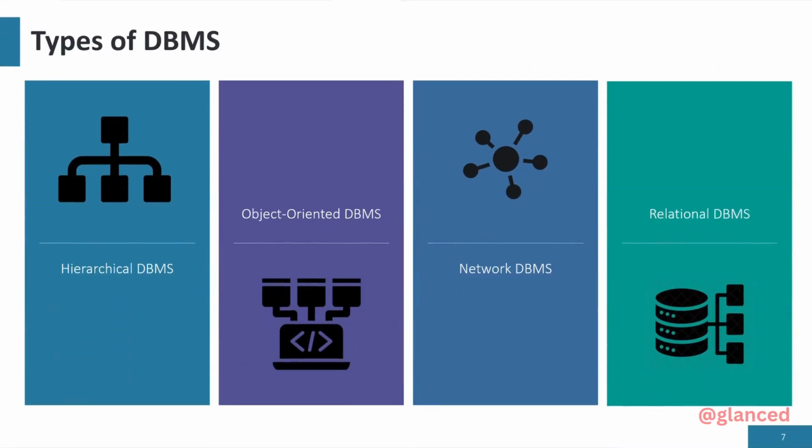And next we will see the types of DBMS. There are many types of DBMS and I have listed only four of them. The first one is hierarchical DBMS. In this hierarchical DBMS, the data is stored in the form of a tree-like structure. The next one is object-oriented DBMS. Here, the data is stored in the form of objects and classes. When it comes to network DBMS, the data is stored in the form of networks. And when it comes to relational DBMS, the data is stored in the form of tables.